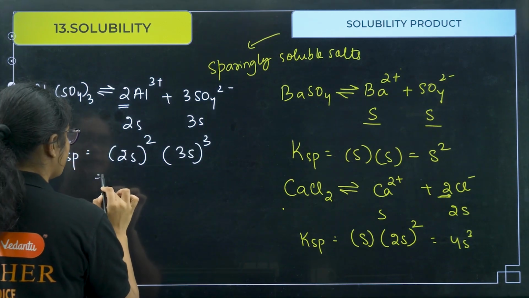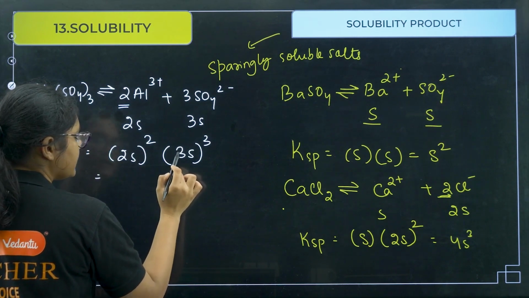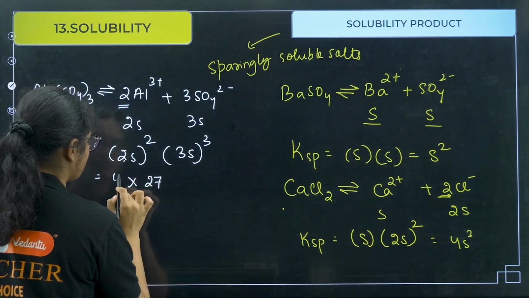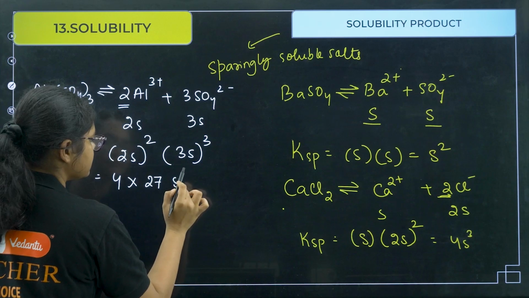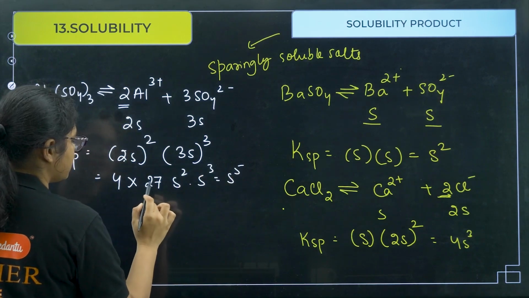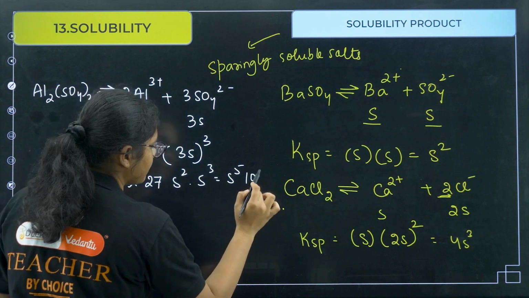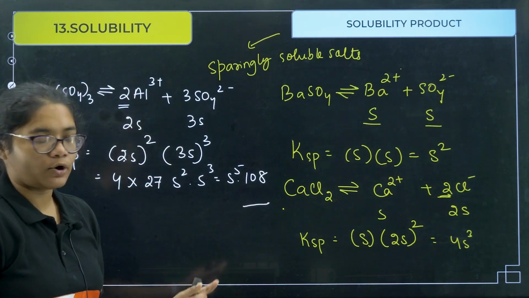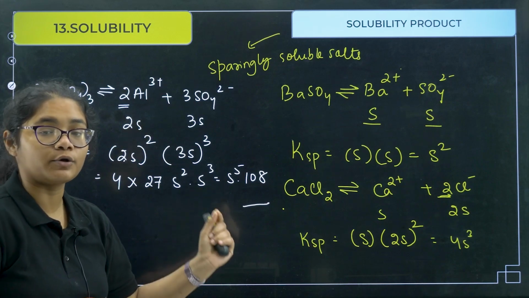Right? So what will I get here? 3 3s are 9, 3 3s are 27, and 2 2s are 4, and here you see s square and s cube. So I'll get s to the power of 5 into this one, 47108. Right? So this is how you calculate the solubility product, where s tells you about the solubility.